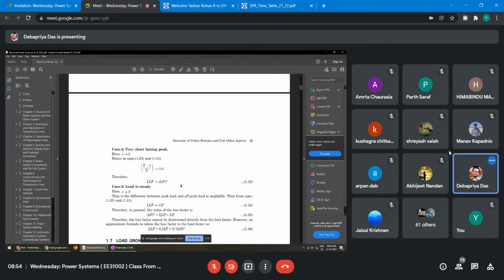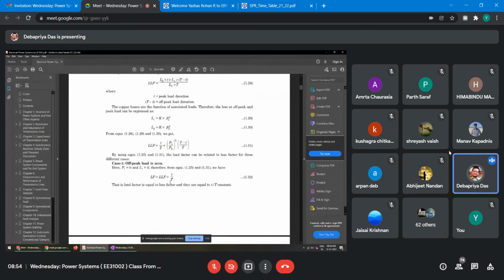Similarly, if t tends to 0, in this case t tends to 0 means your peak duration is very small and everything is off-peak. In that case, it tends to 0. Capital T minus t upon capital T tends to 1, because if t tends to 0, it will tend to 1.